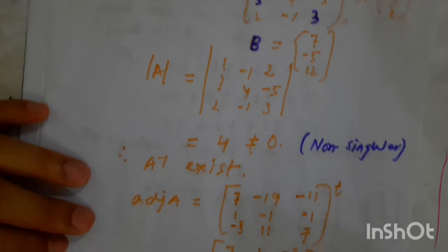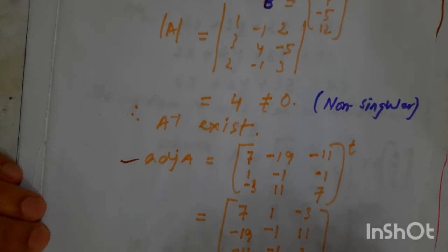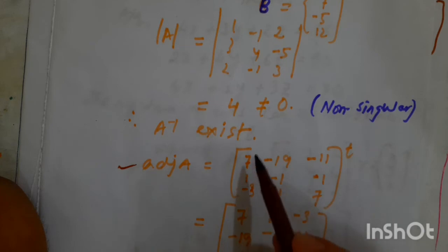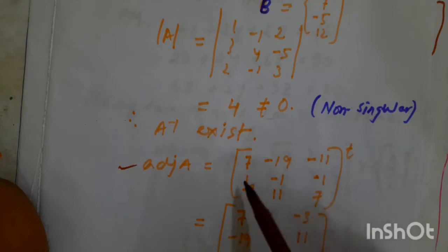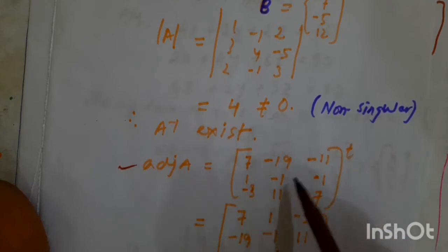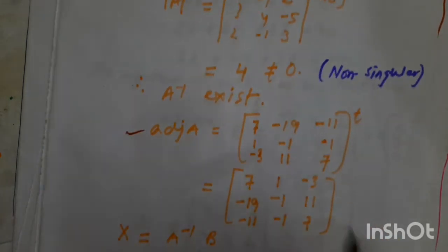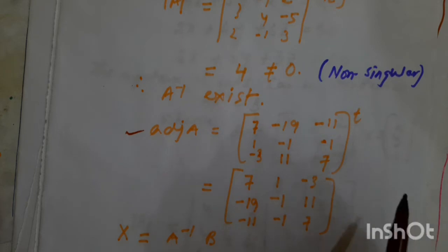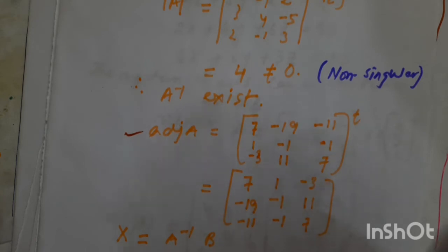To find A inverse, we have to find the adjoint of A. How can we find the adjoint of A? By taking the cofactor of all the elements. The first cofactor is 7, the second is minus 19, minus 11. With the help of the cofactors, we form a matrix and take its transpose to get the adjoint of A. We already calculated it; you can verify it by calculating yourself: 7, minus 19, minus 11, 1, minus 1, minus 1, minus 3, 11, 7.